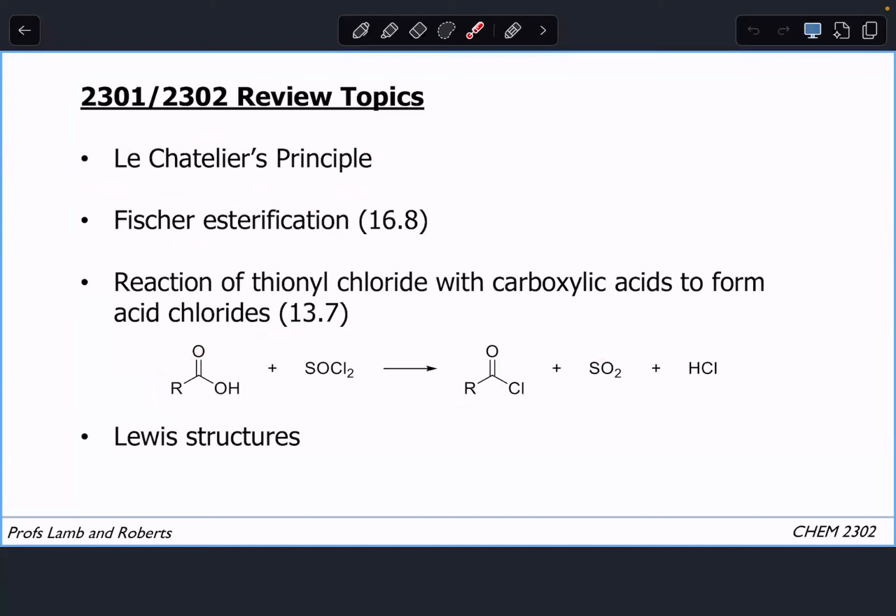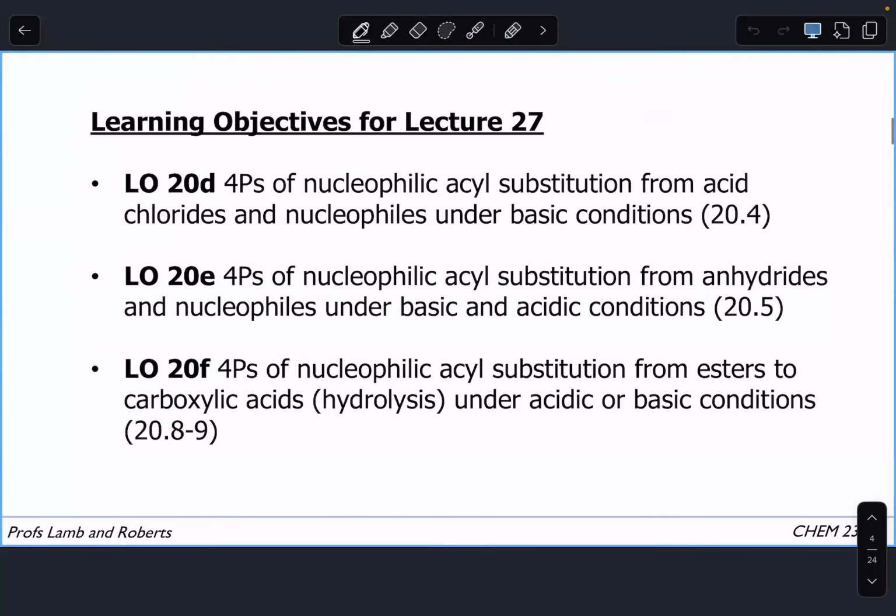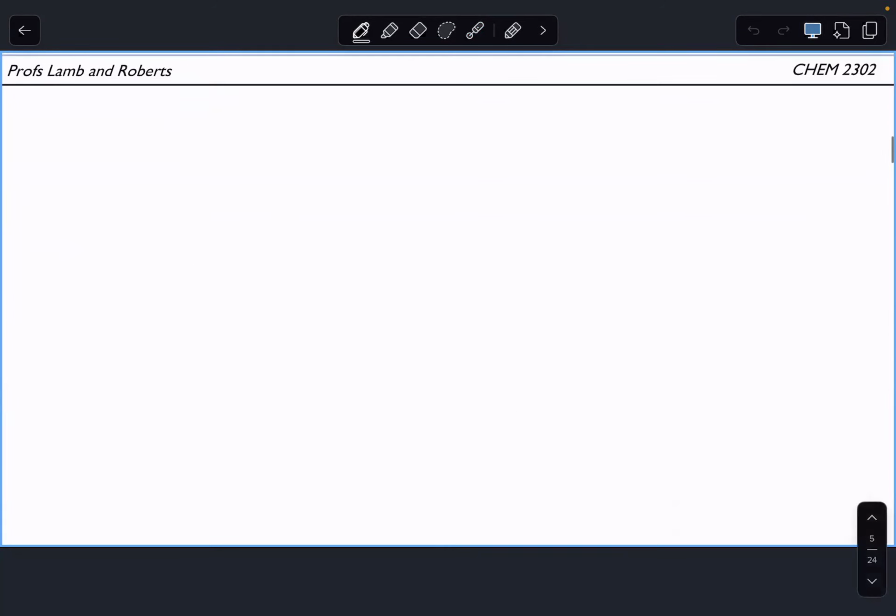Recalling that we know we can make acid chlorides from carboxylic acids. And then Lewis structures, because mechanisms, we're going to draw lots of Lewis structures and making sure we have the right number of lone pairs and we have the right charges. But as I said, all of our learning objectives today are nucleophilic acyl substitution. It's just what is the starting material. So we're going to start with acid chlorides, and then we're going to go to anhydrides, and then we're going to go to esters. Okay, so let's start with the first one.